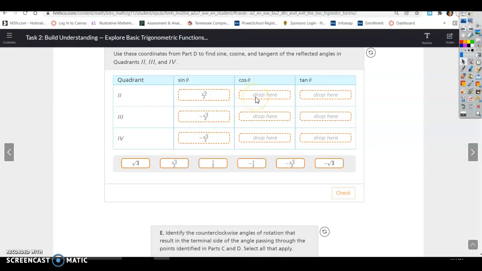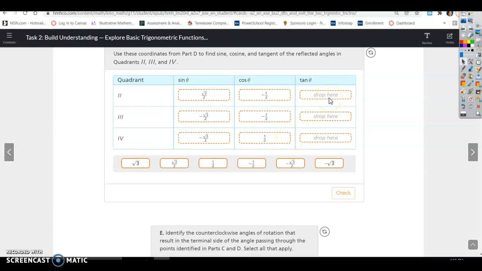So in the second quadrant, x goes to the left, so it's going to be negative. In the third quadrant, the cosine goes left, it's going to be negative. And in the fourth quadrant, it goes to the right, so it's positive.